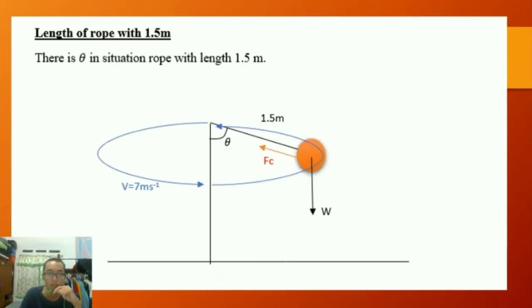For the next one, the length of the rope is 1.5 meter. In this situation, the speed is not fast enough to make the ball move in circular motion fully horizontally, so there is theta here. In the earlier case there was no theta. So in this situation we need to consider the weight of the object itself.